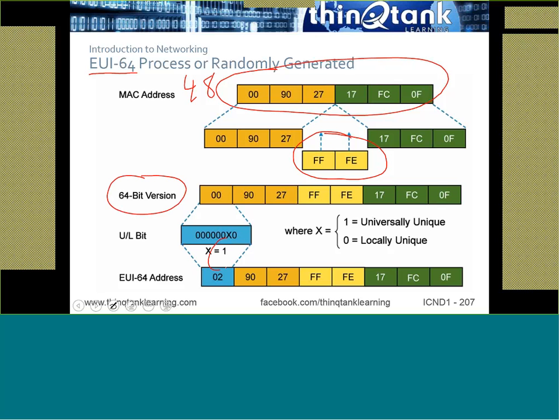There is one more step. We invert the UL bit. The UL bit is the universal or local bit, what we would call the LG bit in a MAC address. They call it the UL bit, same concept. The reason we invert that bit is because it is a universally unique address, because it was derived from a universally unique MAC address.